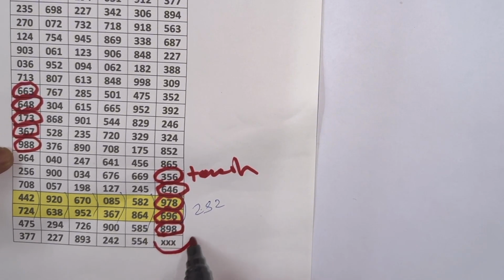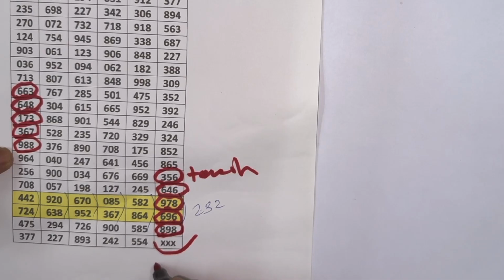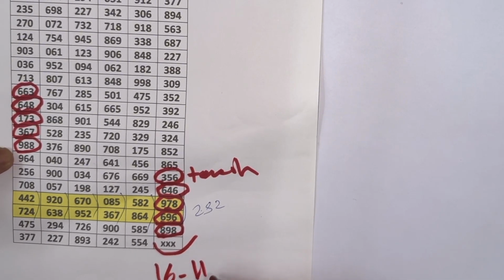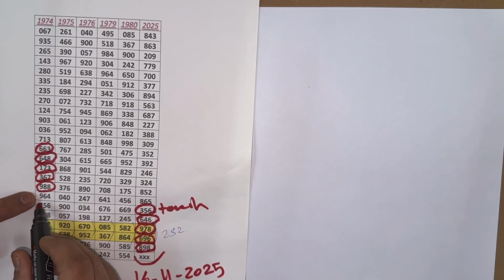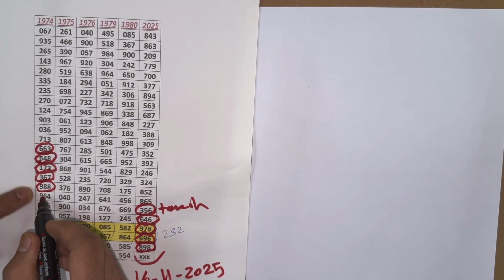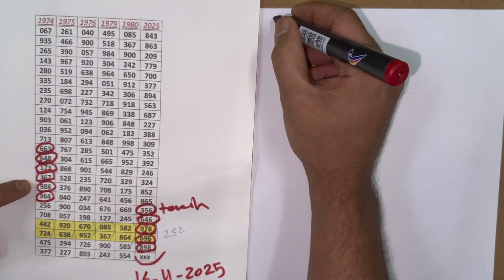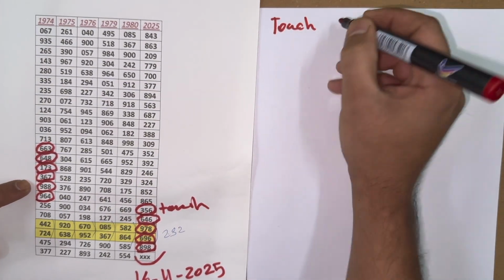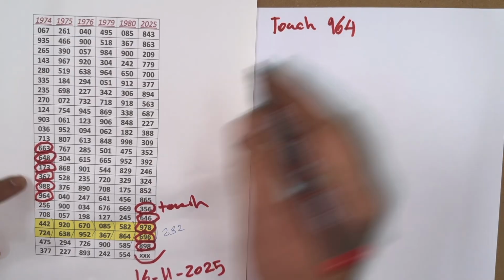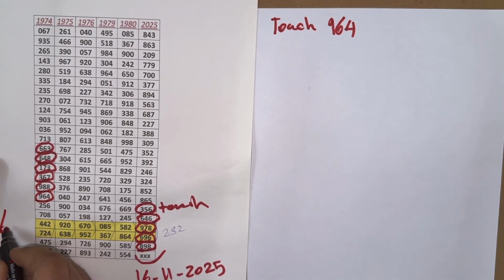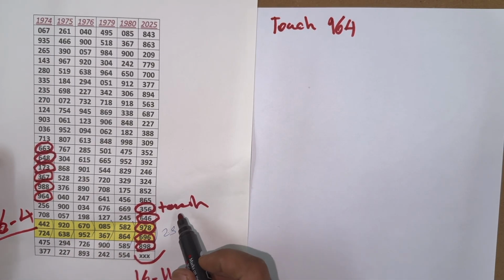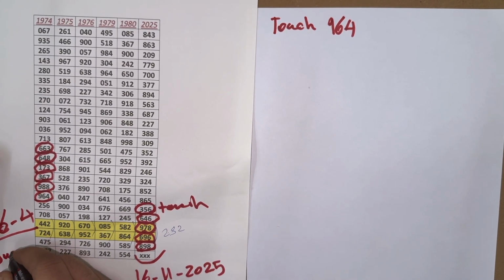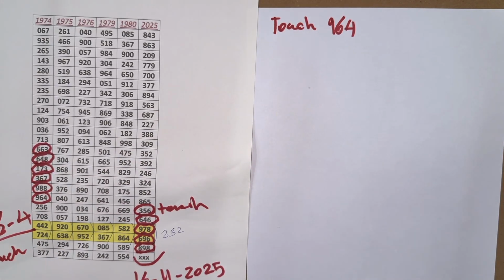For the coming draw of 16, we have 9, 6, 4. So touch 9, 6, 4. It's touch or pair for this paper.